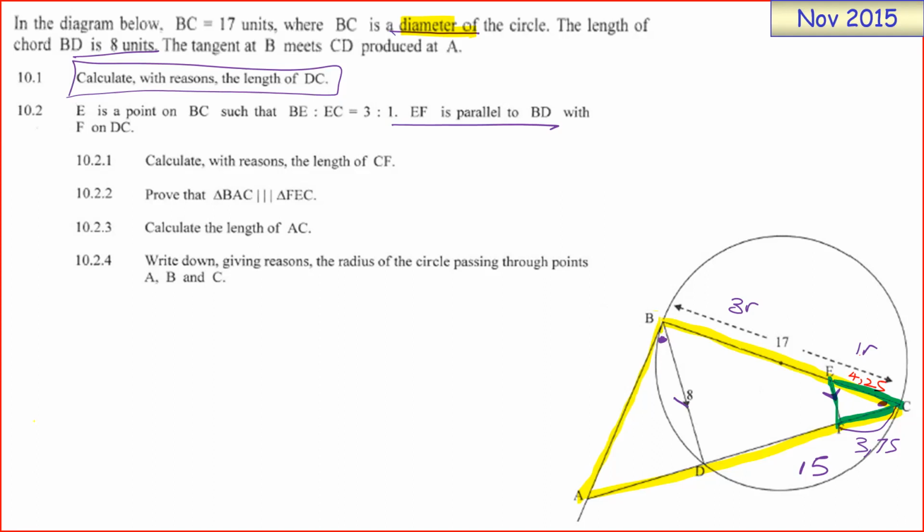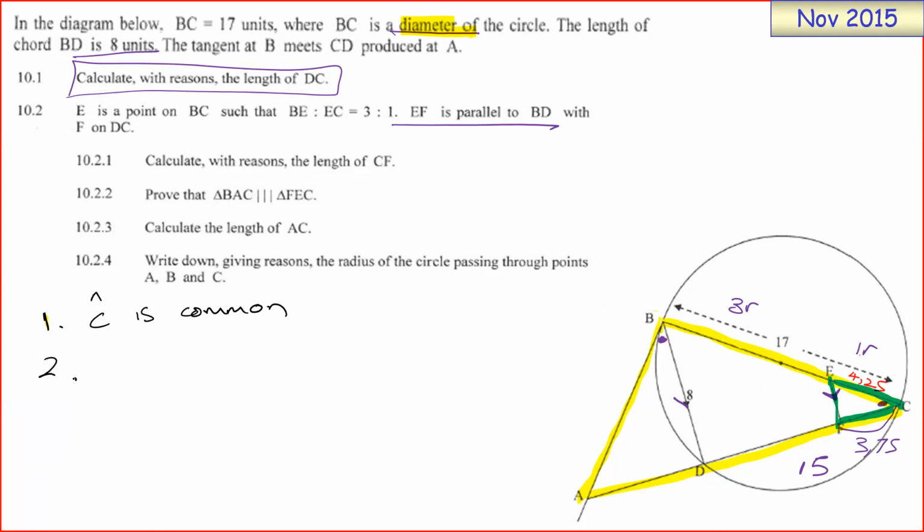Very good. Are you sure? Yes, you are sure. All right, number one. Let's write that down. Number one, somebody said angle C is common. Okay, we need a number two.